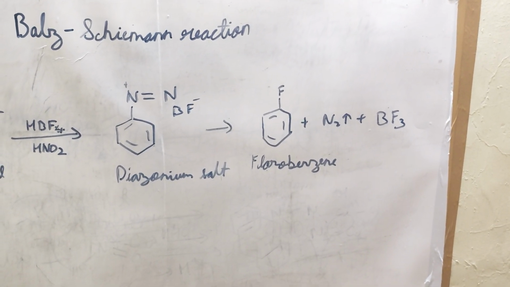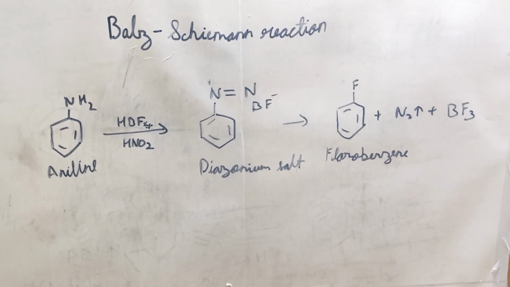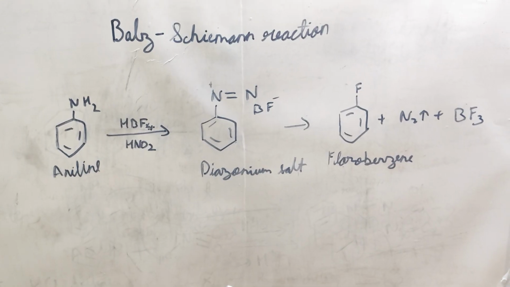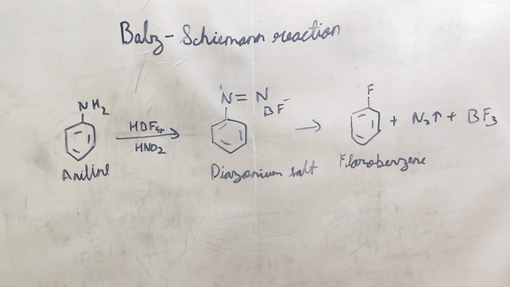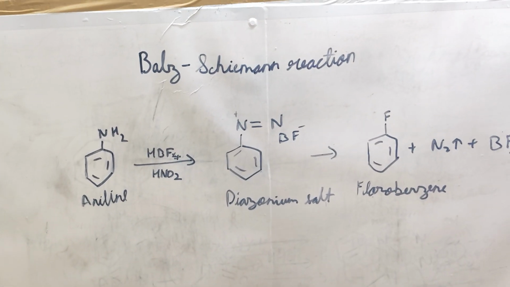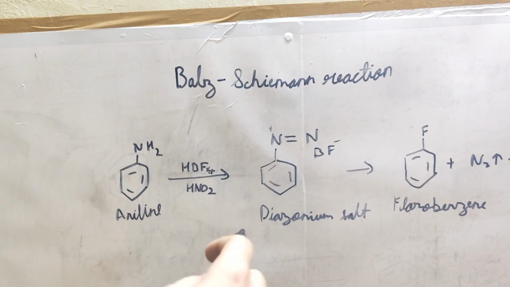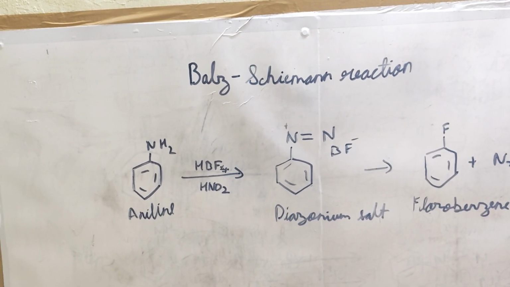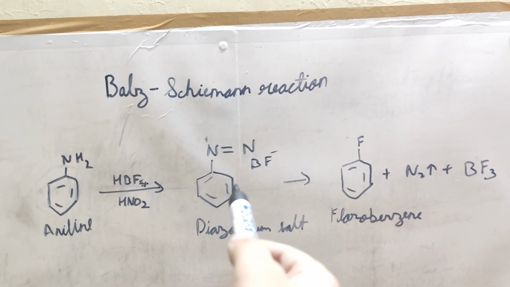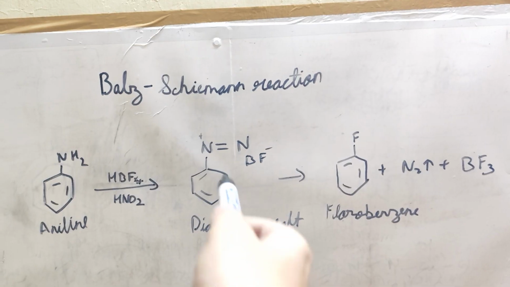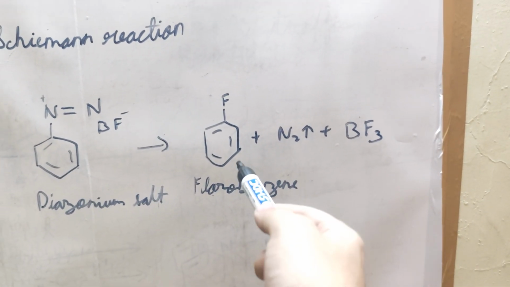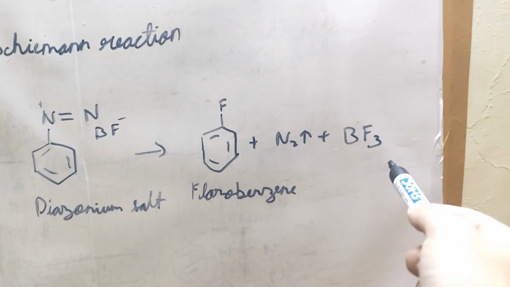Let's continue with it, and this is the general reaction that I have written down to give you a simple understanding of the basics of what will be happening. So aniline reacts with HBF4, then there is HNO2, nitrous acid, forming the diazonium salt, which is the intermediate, and our final products: fluorobenzene, nitrogen gas, and BF3.